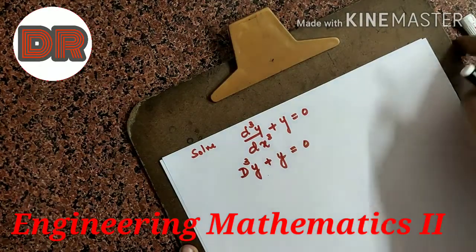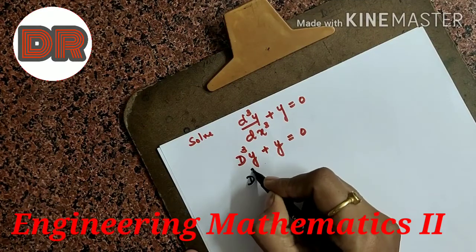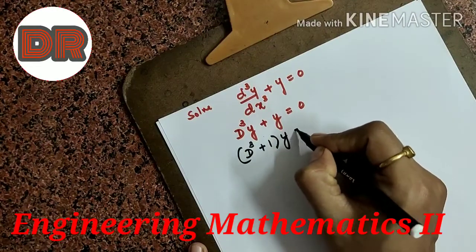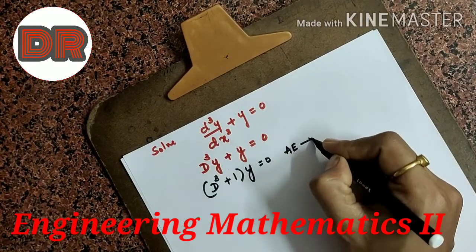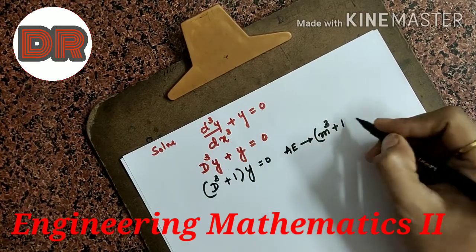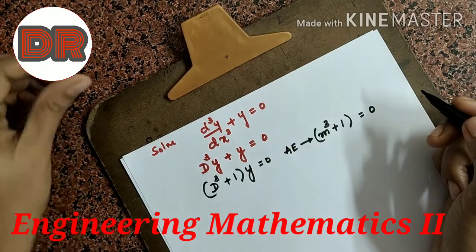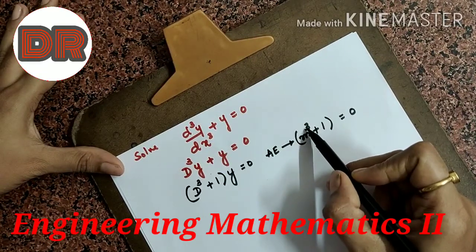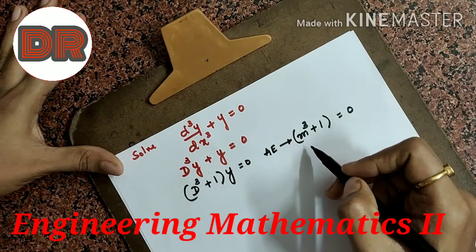Now let me simplify this further by taking y out. So this becomes (D cube plus 1) into y is equal to 0. Now the auxiliary equation for this is m cube plus 1 is equal to 0. So this is the auxiliary equation. Now, if you see, we have to find 3 roots here, since it is a cubic equation. So let us find out the 3 roots here.